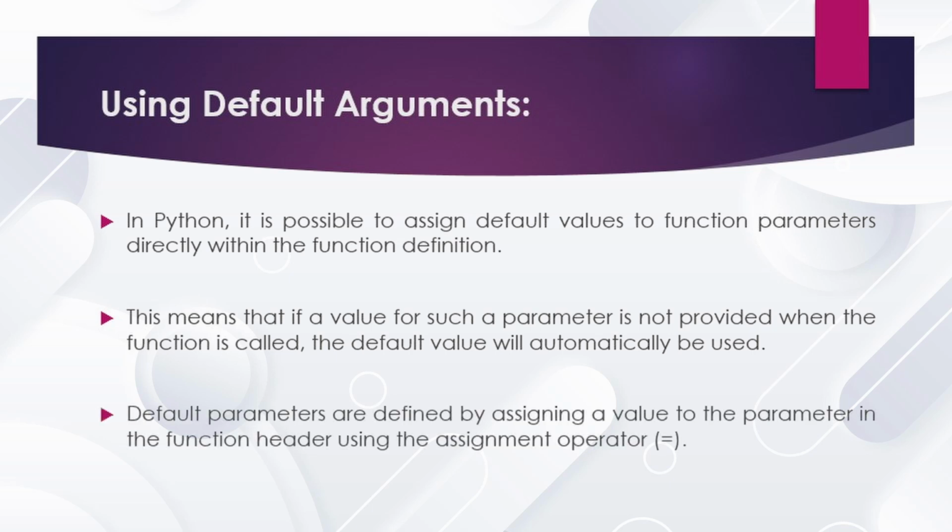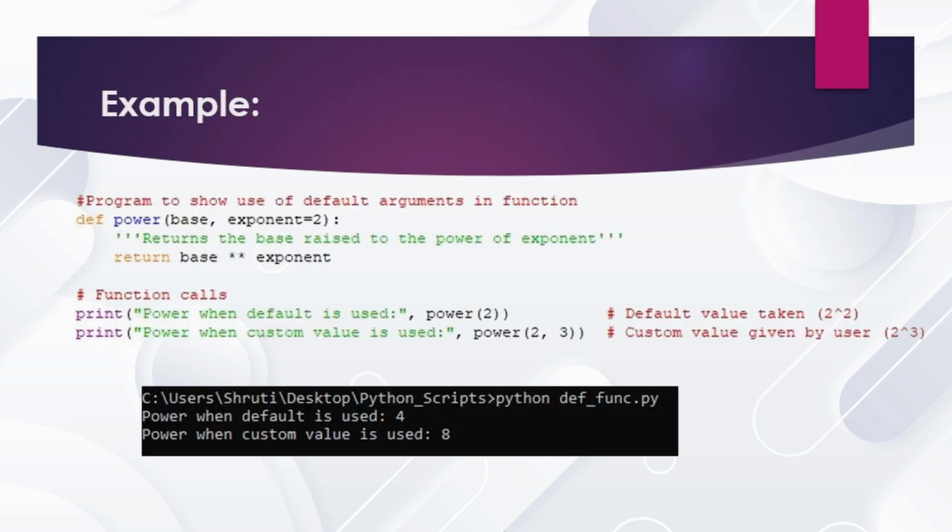Default parameters are defined by assigning a value to the parameter in the function header using the assignment operator. Let us take an example to understand how we can use default arguments. This program demonstrates the use of default arguments in a Python function. The function power is defined to take two parameters, base and exponent, where exponent has a default value of 2. If the caller does not provide the second argument, the default value is used and the base is squared.